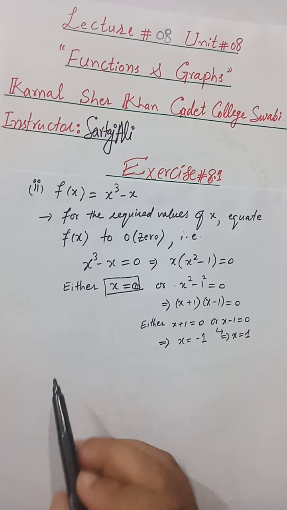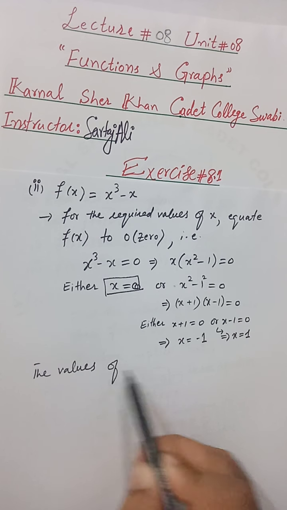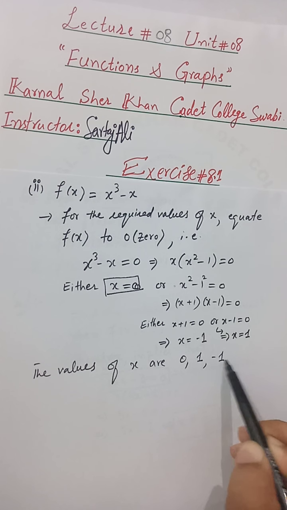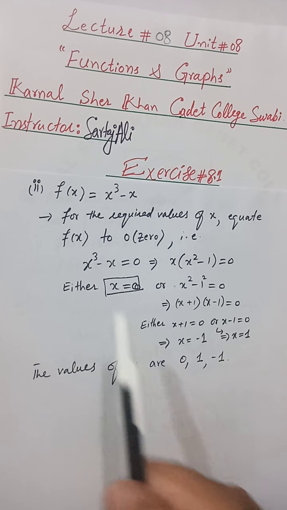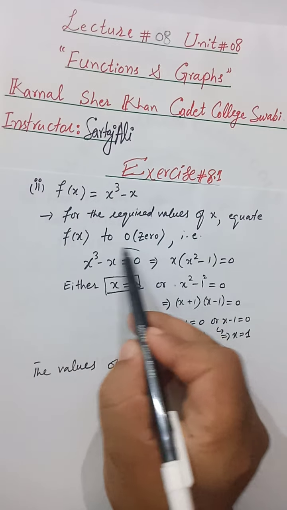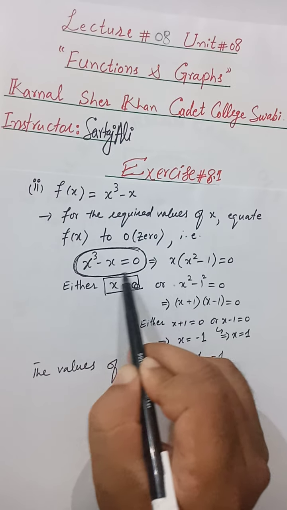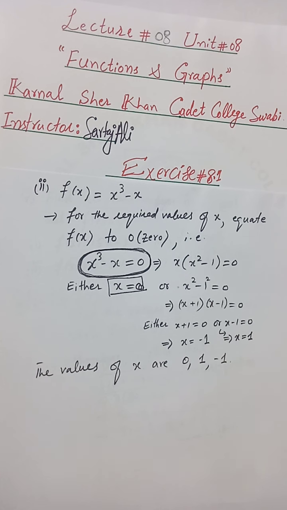So you see that the values of x are 0, 1 and minus 1. So these are the required values. You get three values of x because when you equate the given function equal to 0, you will get a cubic equation. You clearly see that this is a cubic equation, so its degree is 3. So according to the fundamental theorem of algebra, you will get 3 roots, 3 solutions of variable x.